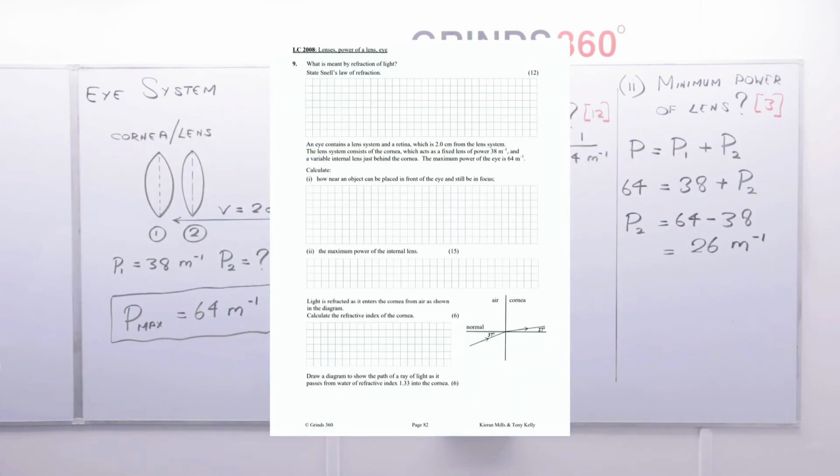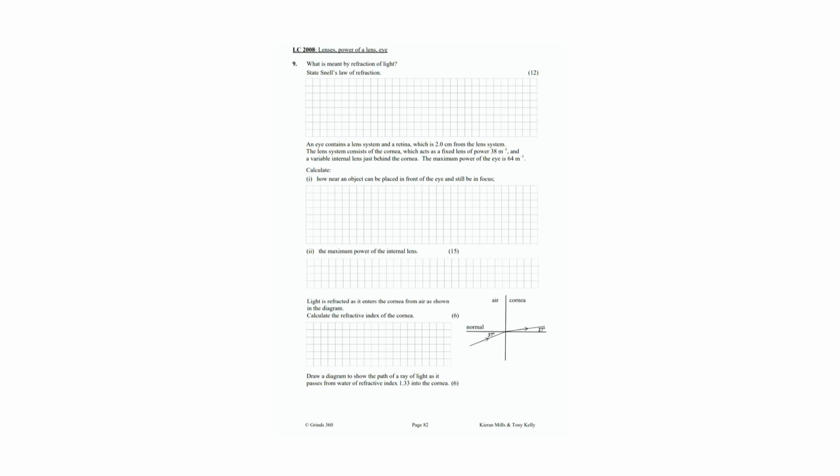So let's continue with this question. So we're saying that light is refracted as it enters the cornea from the air as shown in the diagram. You've got our light, there's the incident ray in the air going into the cornea, refracted ray on the right. You've got to calculate the refractive index of the cornea. So let's have a look at that in detail on the board.